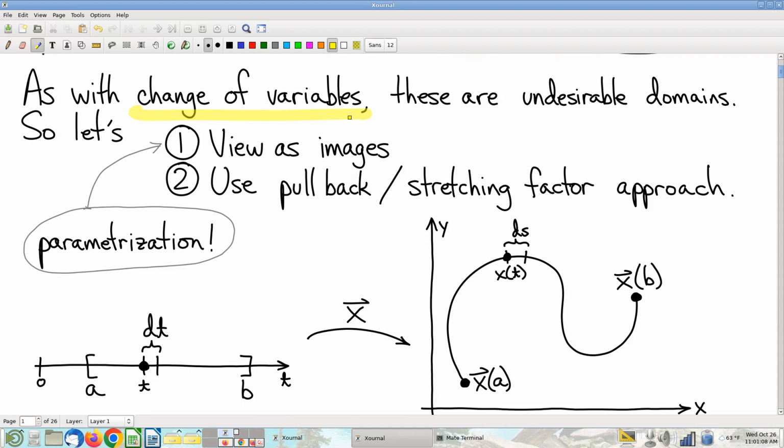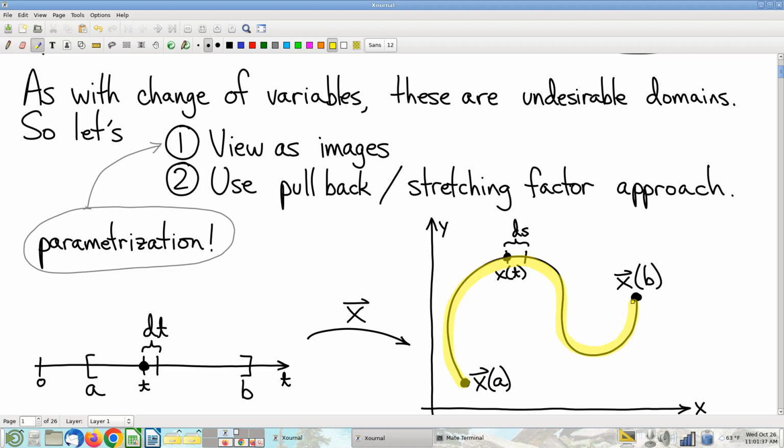And the point of view I want to give you is, if you think about it, what was the purpose of change of variables? I don't like these domains. They're undesirable. We have bad domains. I want to change my integral on a bad domain to a better domain. So with the same idea in mind, here I've got a bad domain.